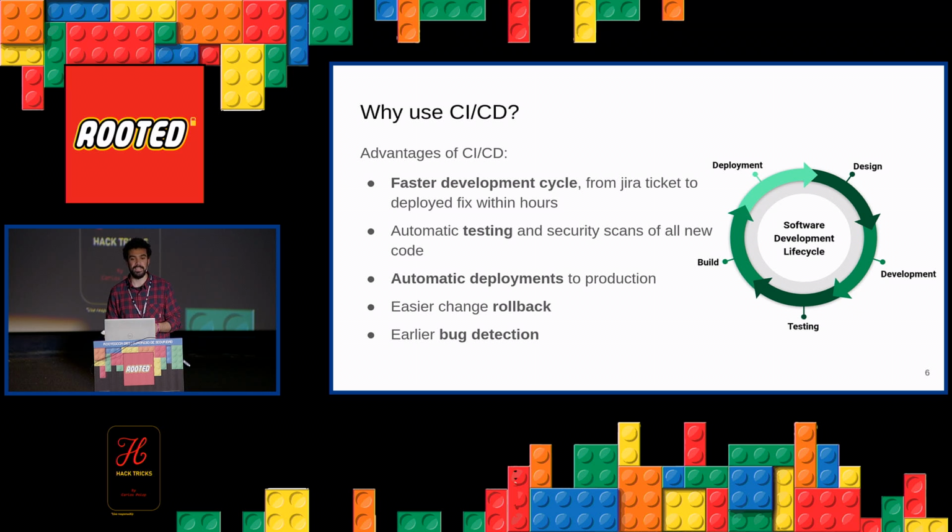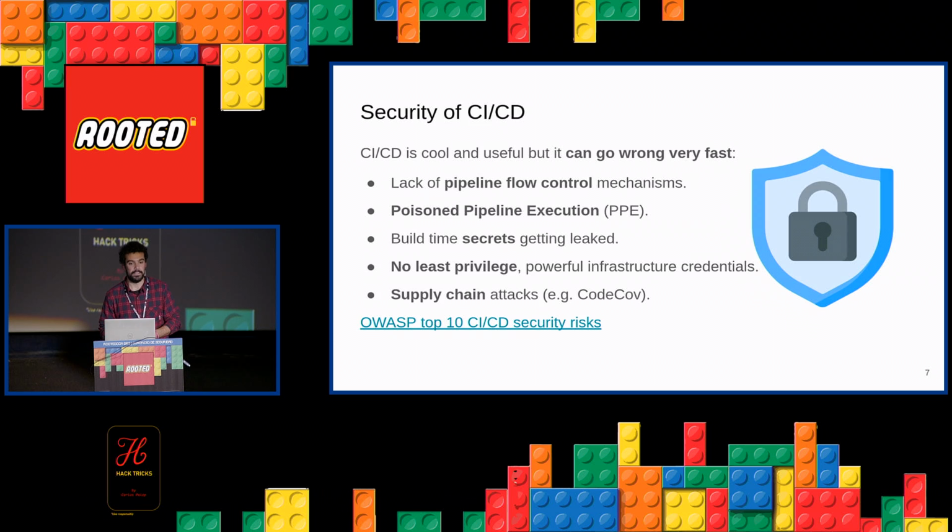It's going to be fast, practically immediate, and it also means that it's easy to roll back due to the fact that you just have to revert the state in your repositories and click a button, and that will deploy the previous version or whatever safe version you have, and therefore you get rid of any issues that have been discovered in production. So about security of CI.